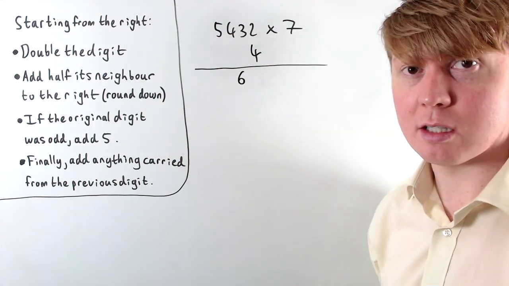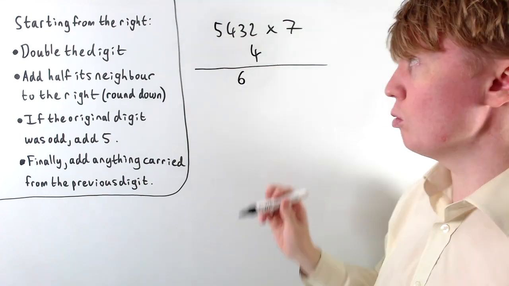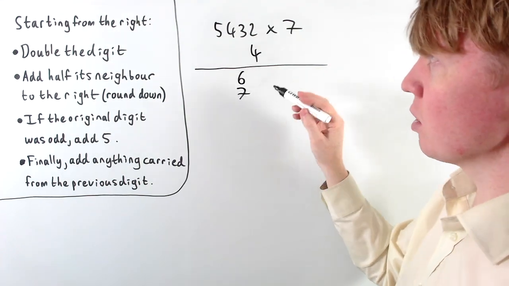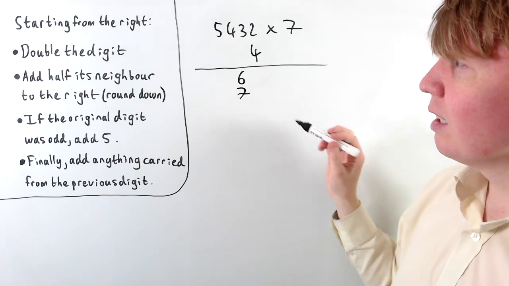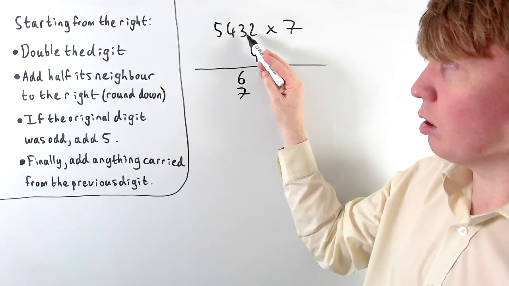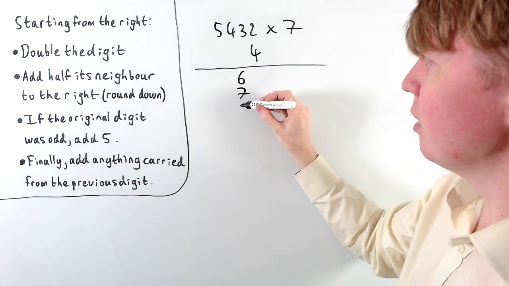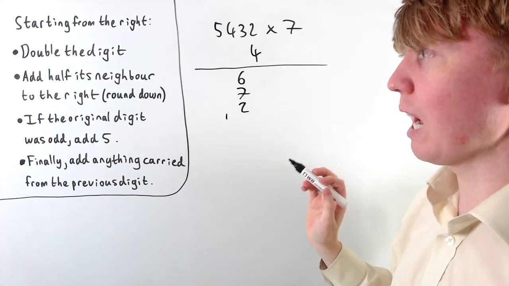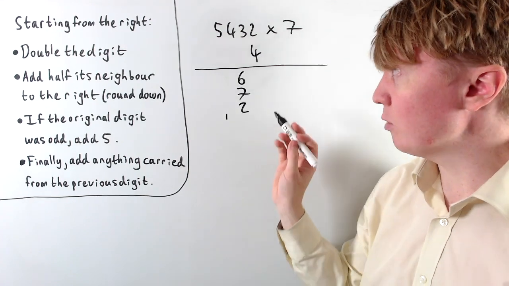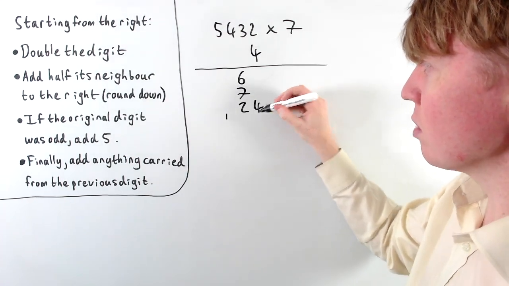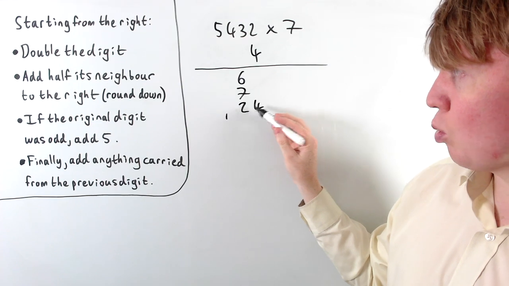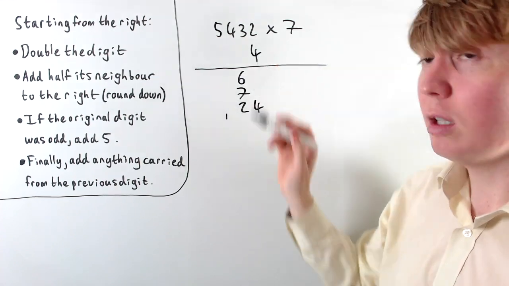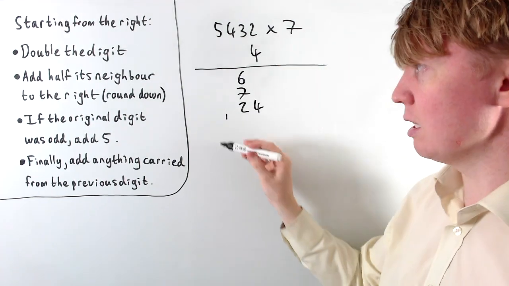So its neighbour to the right is this 2, so we add half of 2, we just add 1 here, and then we've got a 7 in our tens column. And now the original digit 3 is odd, so we need to add 5 here. So we're going to get 12, which we'll write as 2 with an extra 1 that needs to be carried. And finally, there's nothing left to carry from the previous step, we've just got this 4. So we've effectively got 24 now with this extra 1 to go into our hundreds column after these two steps are complete.